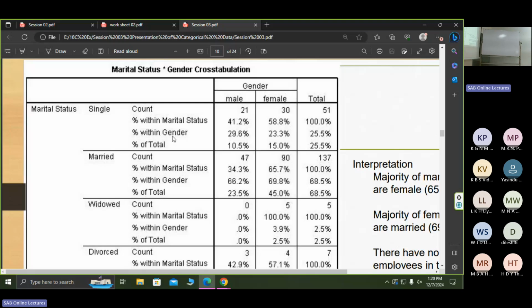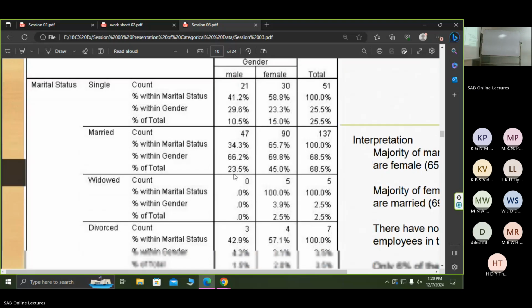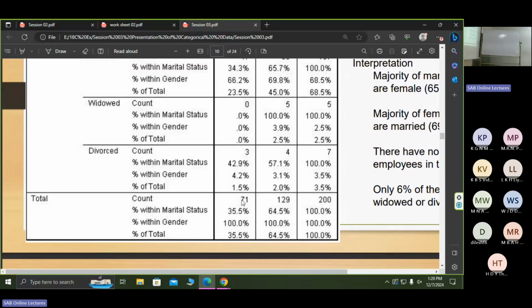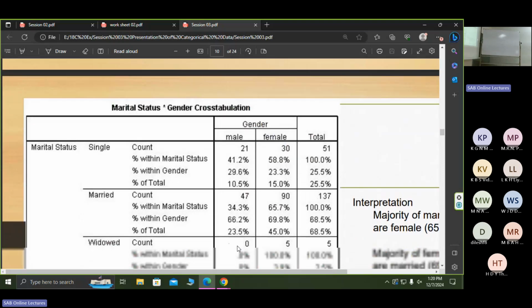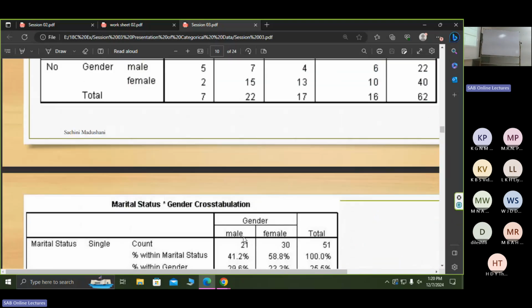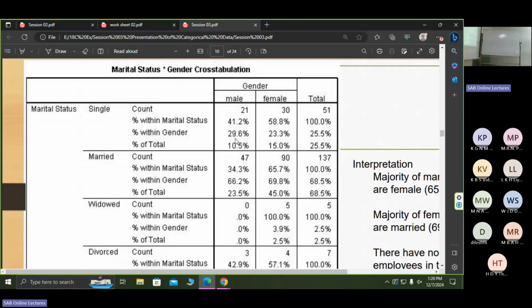Percentage within gender. Here we are considering the gender. The first value is 29.6. Here 21 males are there. We take the total number of male employees. How much? 71. That is the total of the male category. Then we calculate the percentage value: 21 over 71 into 100. Understood? This percentage value is calculated within the male category.